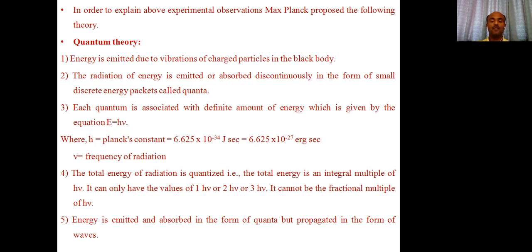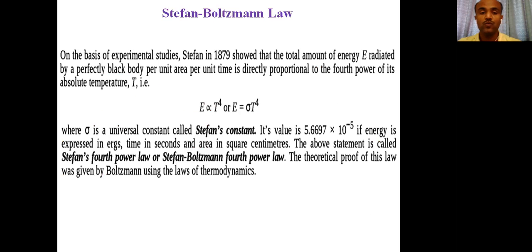The total energy of the radiation is quantized. That is, the total energy is an integral multiple of h mu. It can only have the value of 1 h mu, 2 h mu, or 3 h mu, that is n h mu, where n is 1, 2, 3, 4, an integer, and it cannot be a fractional multiple of h mu. Energy is emitted and absorbed in the form of quanta, but propagated in the form of waves.